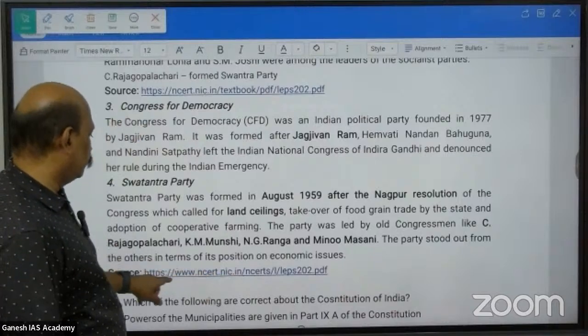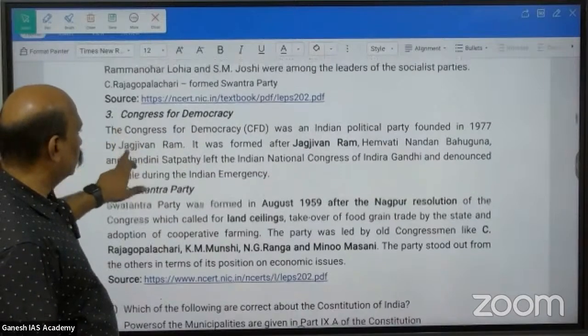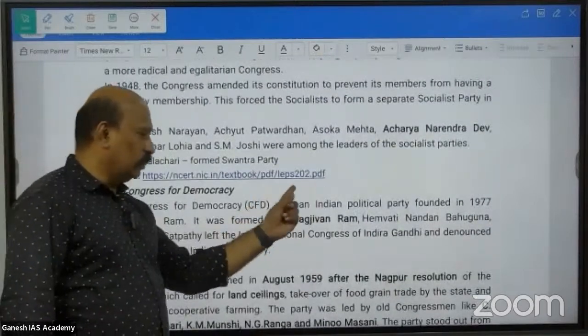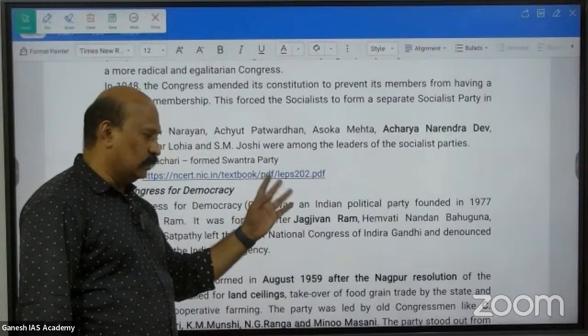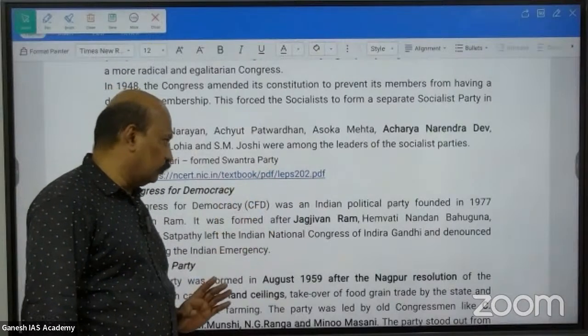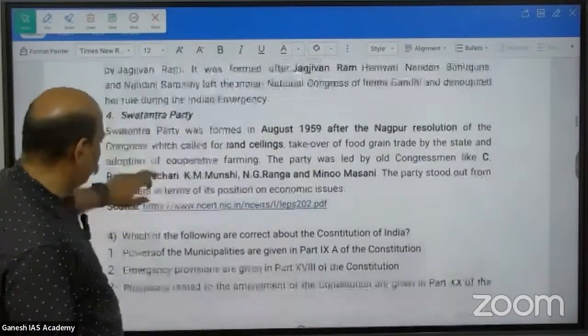Both are the same book. Both the same book, the pages are different. If you go to this, this is a book title, LEPS 202. This is a chapter. LEPS is a book and 202 is a chapter PDF, right? Fine. Let us go to the next question.